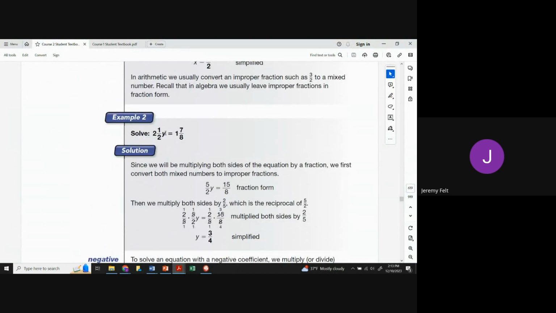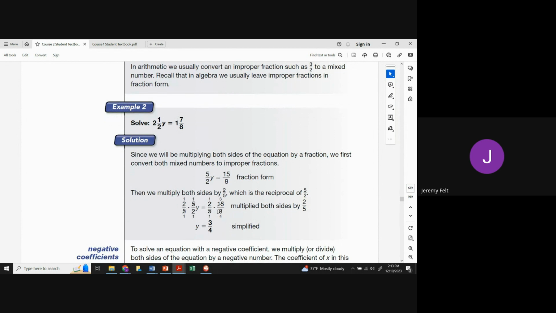So if we have 2.5y, we would convert that to an improper fraction, 1 7/8, improper fraction as well. So we're going to multiply both sides by 2/5, because 5 halves divided by 5 halves is the same as 5 halves times 2/5. So we multiply both sides by 2/5, and we end up with y equals 3/4.